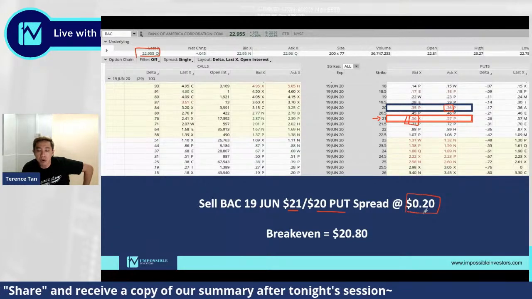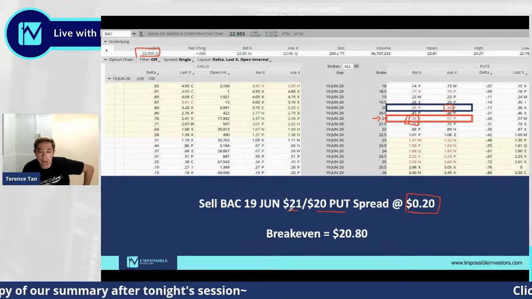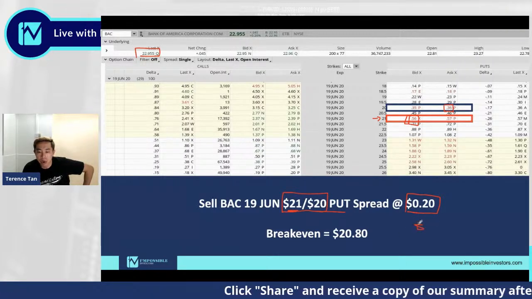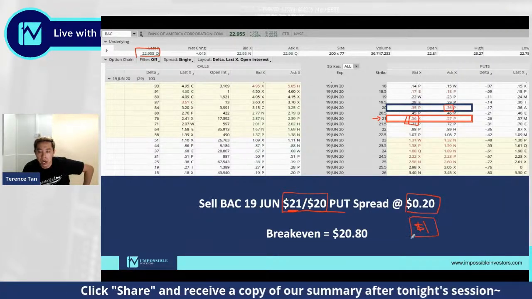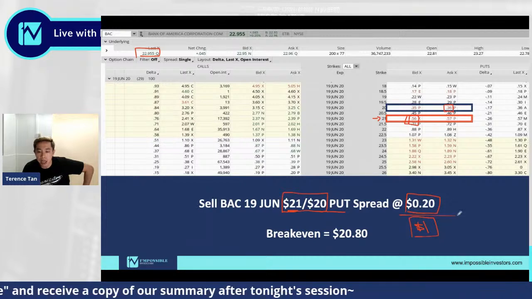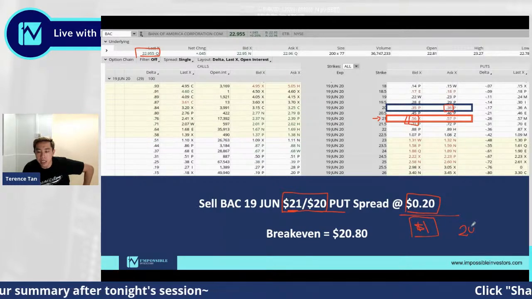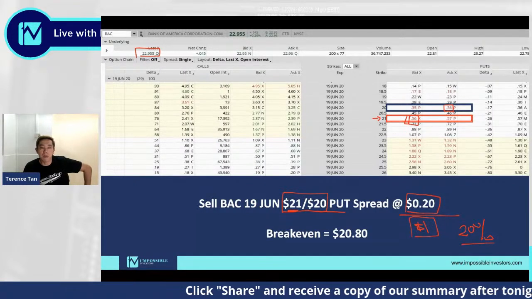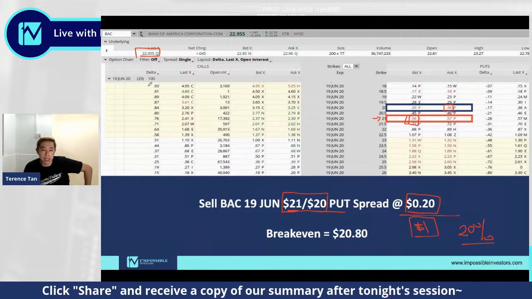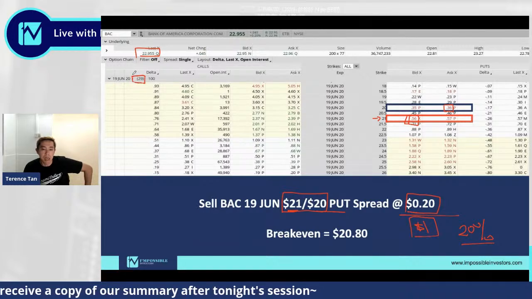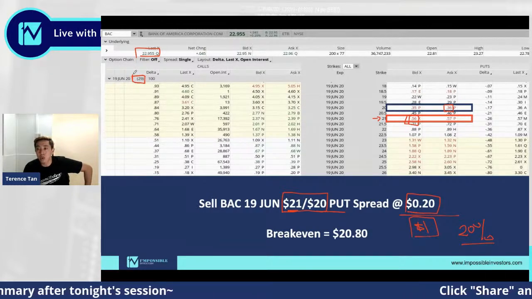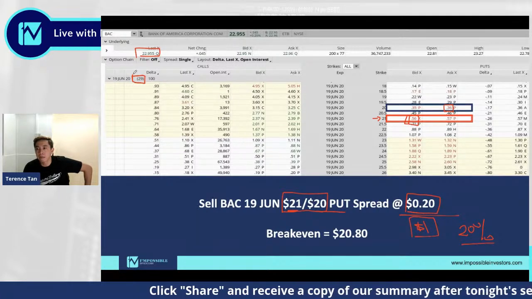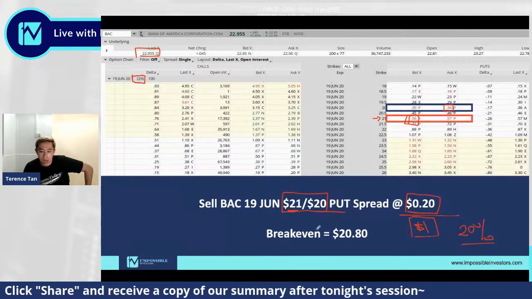By now you realize that if the strike prices are 21 and 20 as a pair, our max loss on this trade is going to be $1. If you're collecting 20 cents upfront on $1, effectively this trade is structured to yield a 20% return. As you can see, it has about 30 days to expiry, so we're looking at 20% returns in about a month's time.